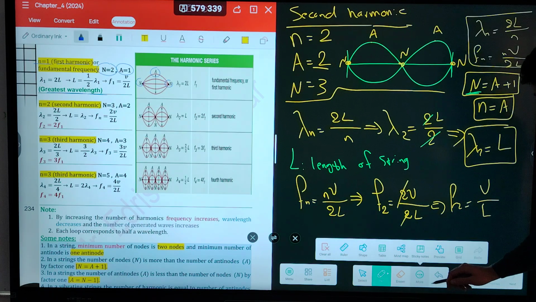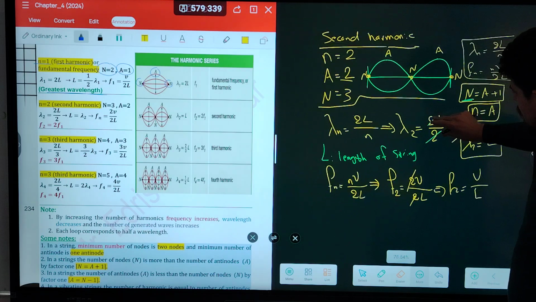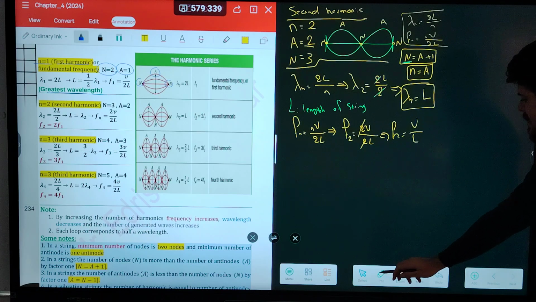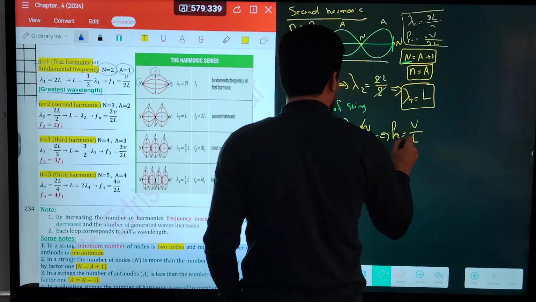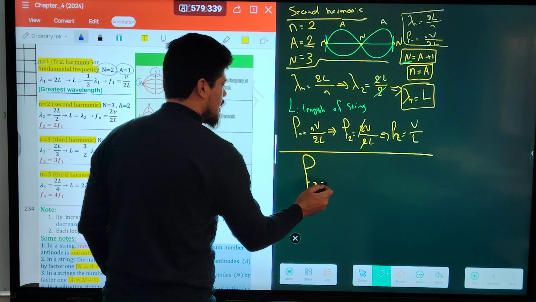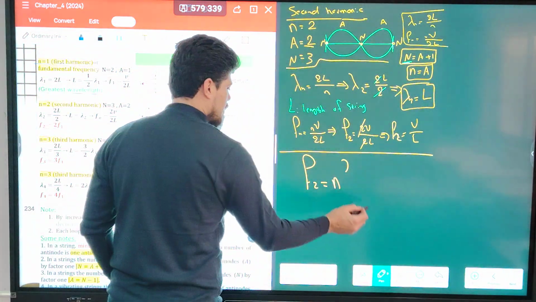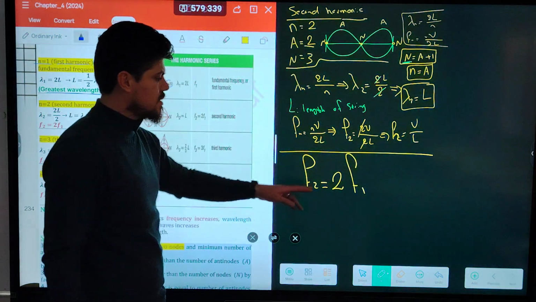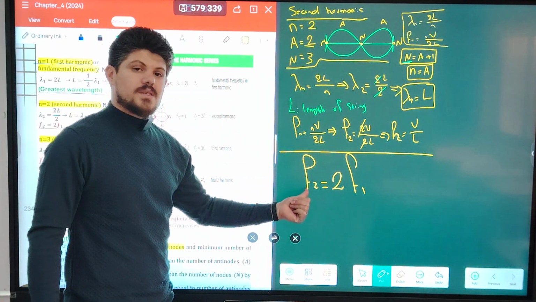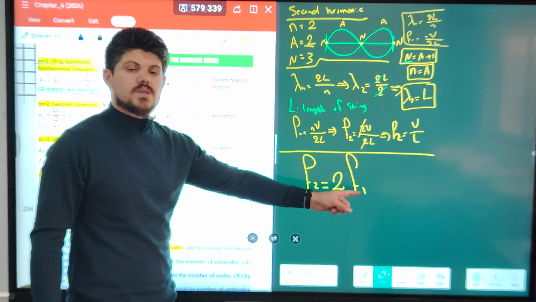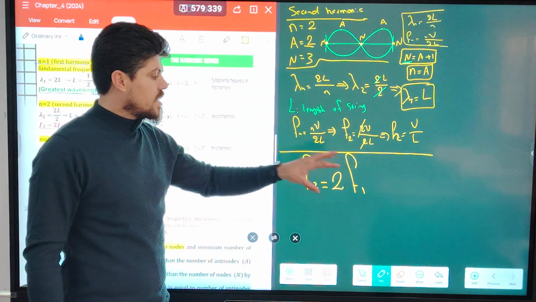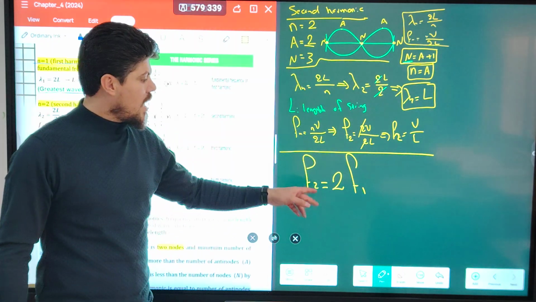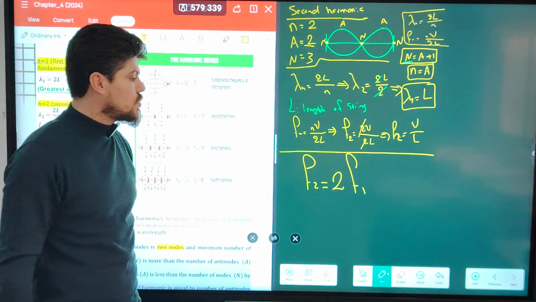In another way, guys, look. For the second harmonic F2, is it possible to say F2 is equal to 2F1? Why not? Yes, you can do it. You can find the second harmonic if the first harmonic is given in the question. If I give you the first harmonic, the fundamental frequency, can you find the second harmonic? Yes. How? According to this relation, F2 equal to 2F1.